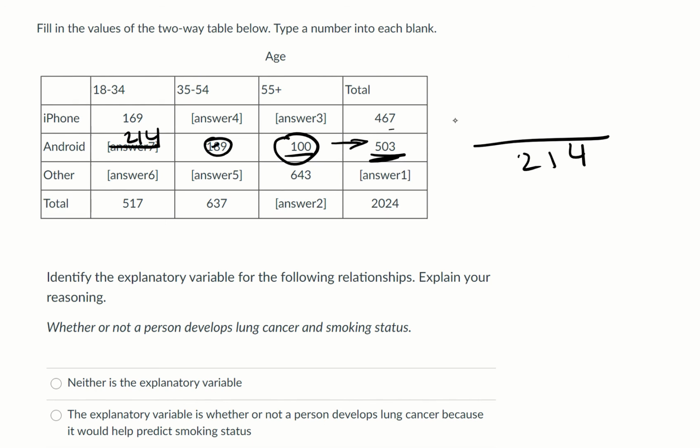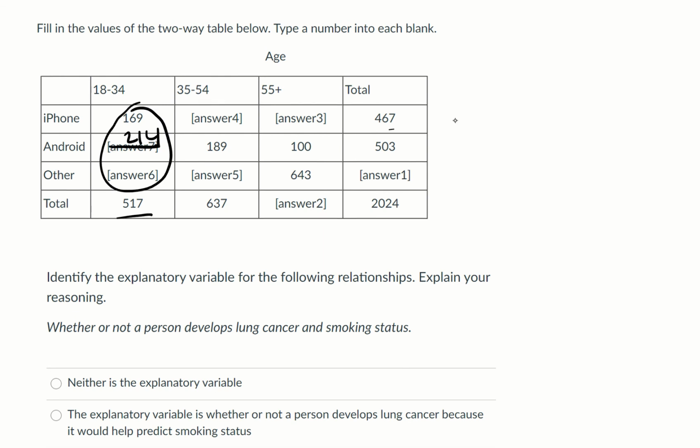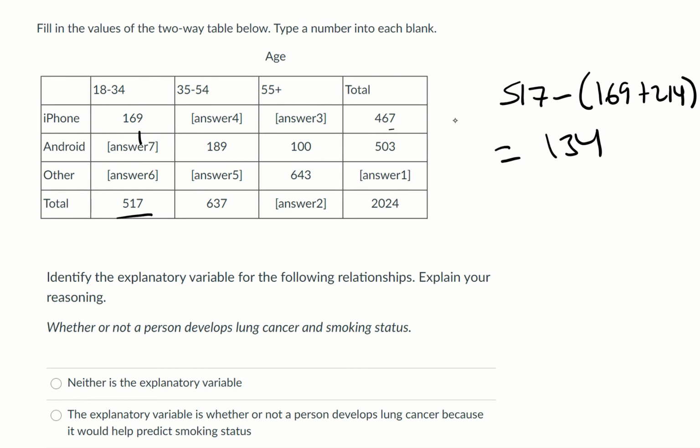All right, so we have that. Now we know that these three have to add up to 517, right? So we do 517 minus 169 plus 214. We add those two numbers and then subtract from 517. That's going to give us answer 6. And we'll just go ahead and do that on the calculator. You get 134 people. Okay, so we got 214 here, we have 134. Now we can find answer 1 because these two numbers have to add to this, right?